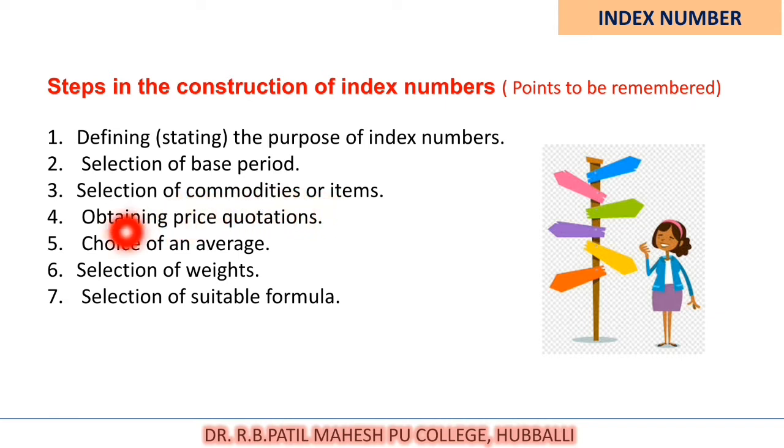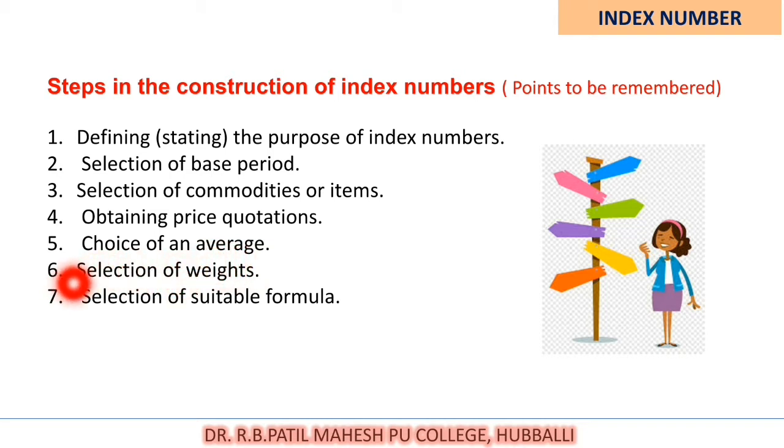After choosing the items, the fourth step is obtaining price quotations. Our purpose is finding the wholesale price index number, so based on the items, you have to choose the price quotations. Price quotations means a list of prices. After that, the fifth step is choice of an average, because you have to collect the price quotations from different places and different shops. After collecting the price quotations, you have to take the average of them. That average is used in the construction of the index number.